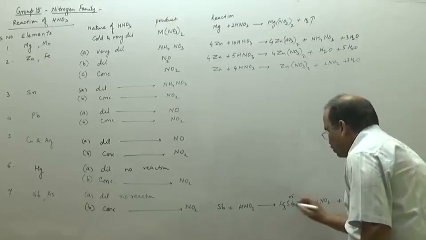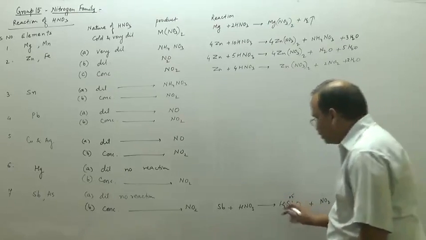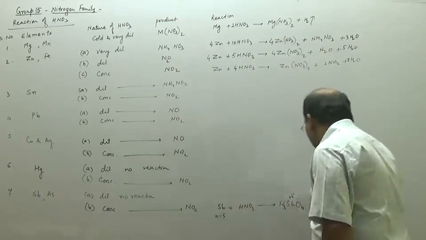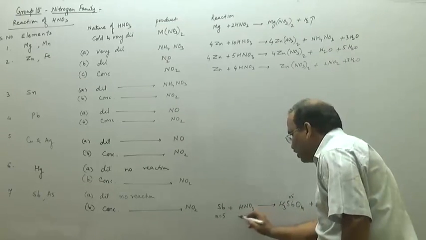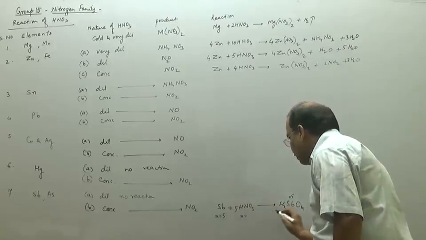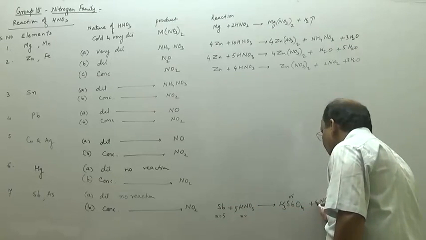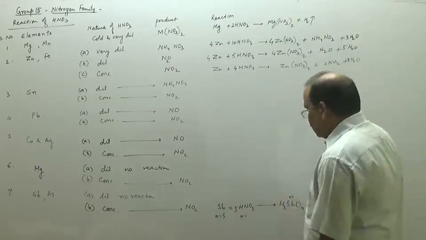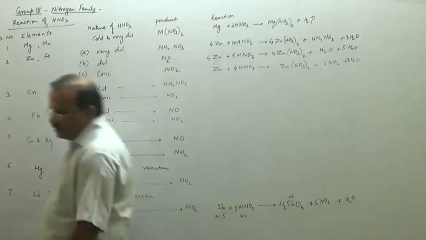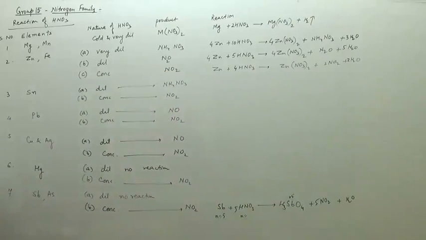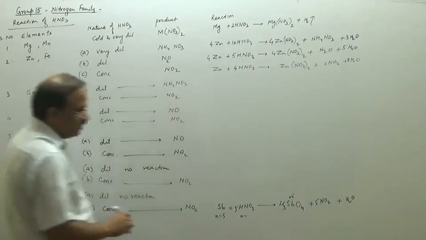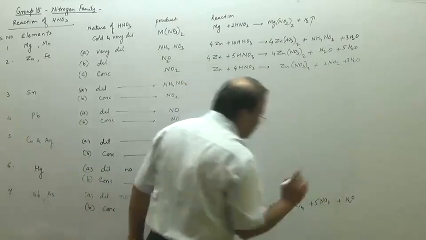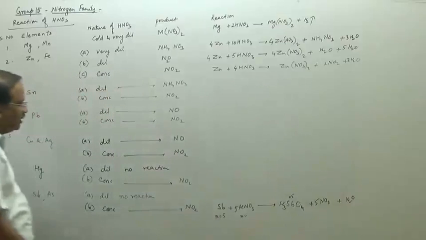Then we can balance on the basis of n factor. Here it is plus 5, here it is 0, so the n factor of antimony is 5. For nitrogen, the n factor is 1. So you multiply by 1 and 5, and you get nitrogen as 5 and antimony as 1, and you can balance the reaction. We get 5 NO2 and 5 H2O, 3 here and 2 here, that is 5. That is how you can balance the reaction.